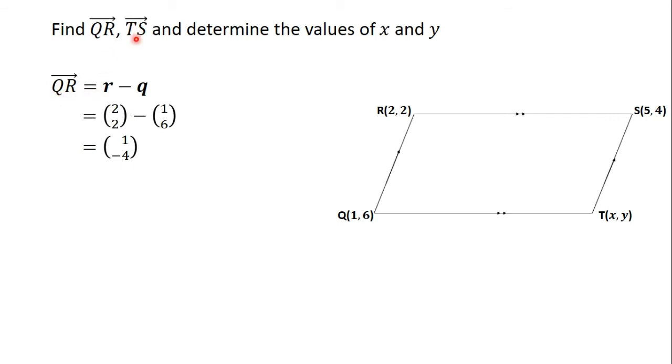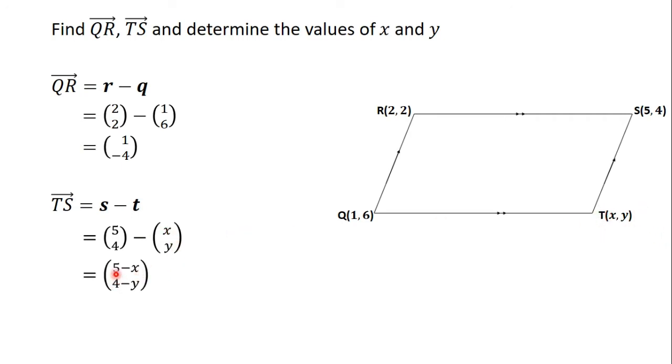Let's find vector TS. Vector TS will give us position vector S minus position vector T. We have explained this in the previous video. So vector TS is equal to position vector S minus position vector T, the second one minus the first one. The components of S will be the coordinates of point S, which are 5, 4, minus the components of T, which will be the coordinates of point T, which are x, y.